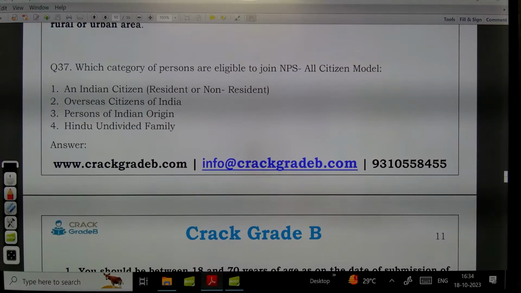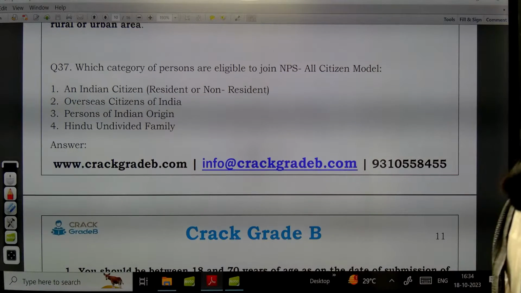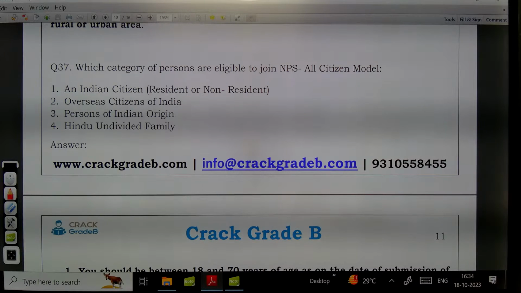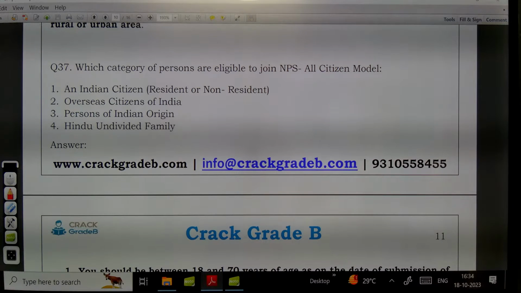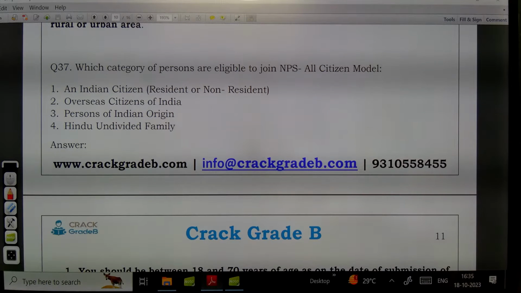Which category of persons are eligible to join the NPS All Citizen model? Evening shift, the evening shift will also be done, okay. If you want an accurate answer key and accurate questions, then it will take 1 or 2 days, right? Please wait for some time. The evening shift will also be there soon. Don't worry about the second shift. You will be provided with the answer key, don't worry.